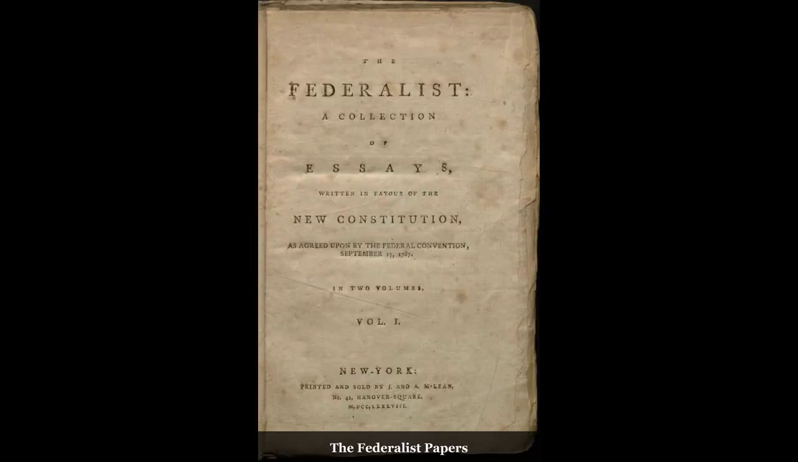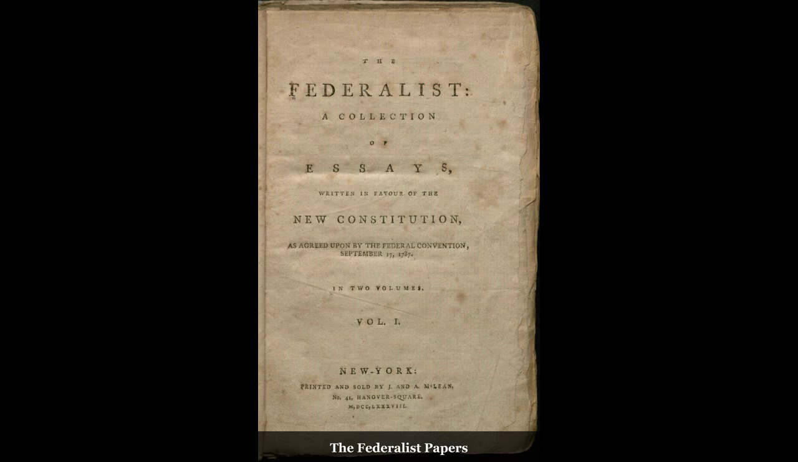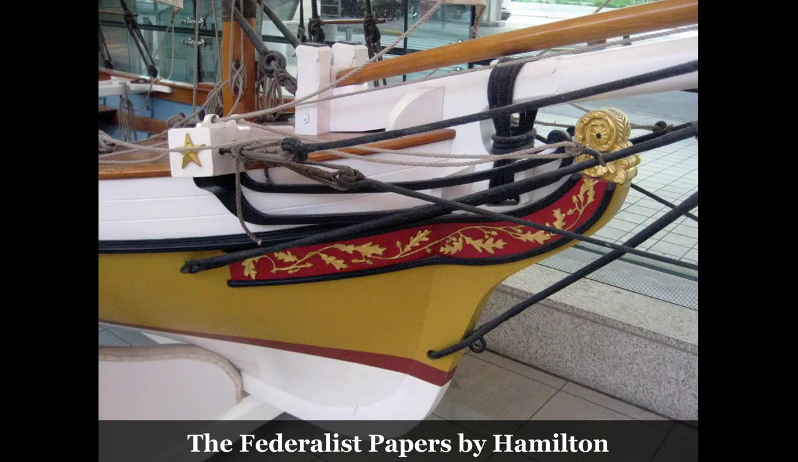In Federalist No. 1, Hamilton sets the tone for the entire series, arguing that the fate of the American experiment hangs in the balance. He writes, "It has been frequently remarked that it seems to have been reserved to the people of this country, by their conduct and example, to decide the important question, whether societies of men are really capable or not of establishing good government from reflection and choice." This passage showcases Hamilton's ability to distill complex ideas into compelling, accessible language.